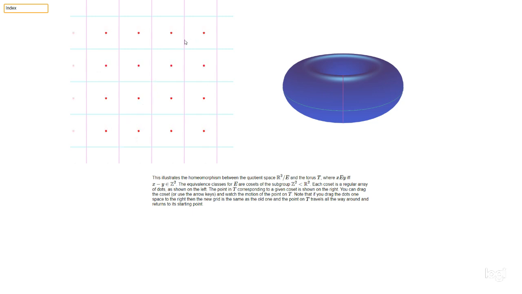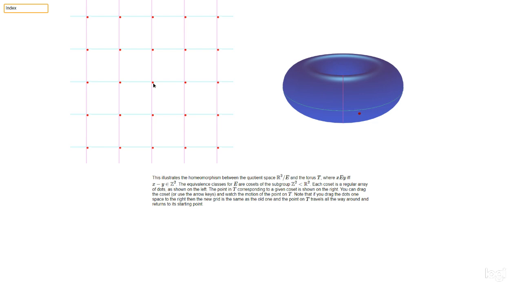A coset of Z squared in R squared is like a rectangular array of equally spaced dots like this. So here we go. Here's one coset, and we can move it across, and now we get back to here, and we've got exactly the same coset again that we started with. And this is represented on the torus over here.